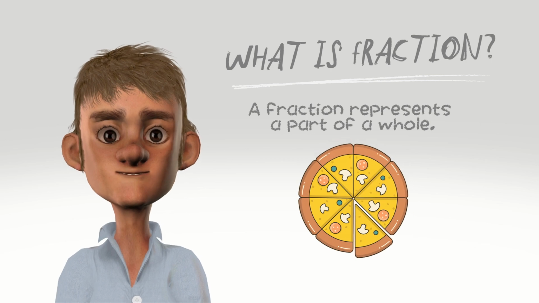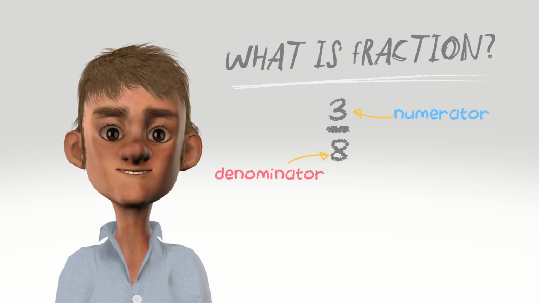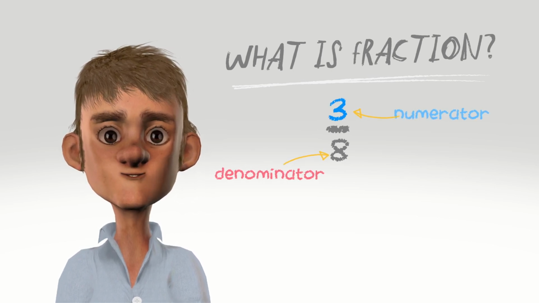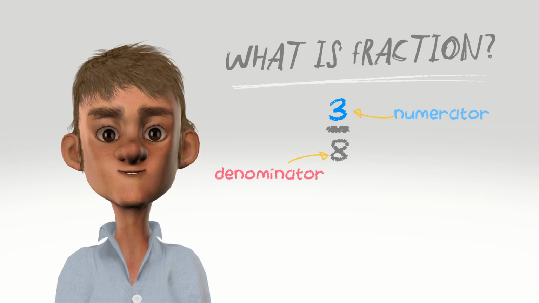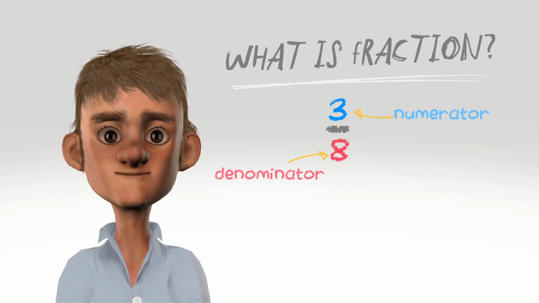A fraction has two parts, the numerator and the denominator. The numerator is the number on top, which tells us how many parts we have. The denominator is the number on the bottom, which tells us how many equal parts the whole is divided into.